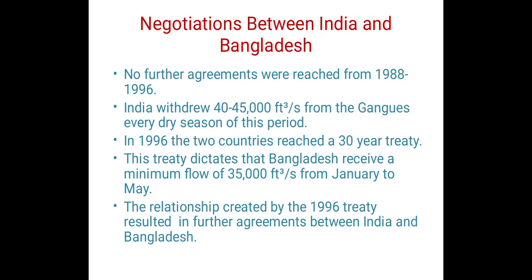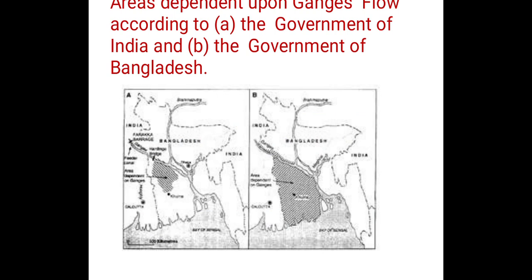The relationship created by the 1996 treaty resulted in further agreement between India and Bangladesh. Area dependent upon Ganges flow according to the government of India and according to the government of Bangladesh. We can see this easily from the maps.